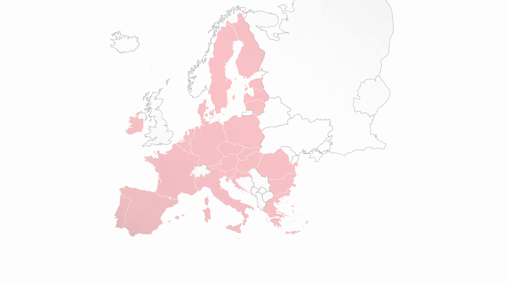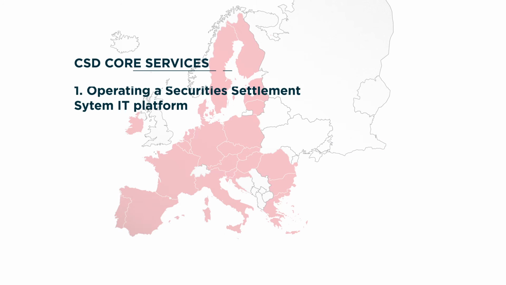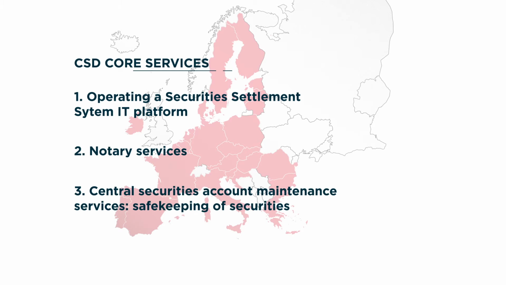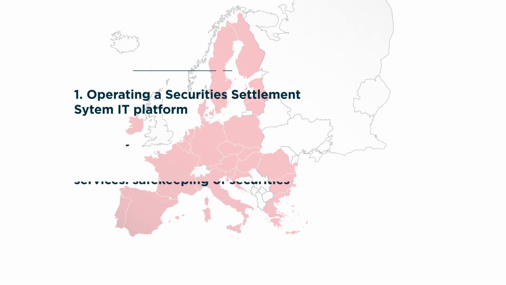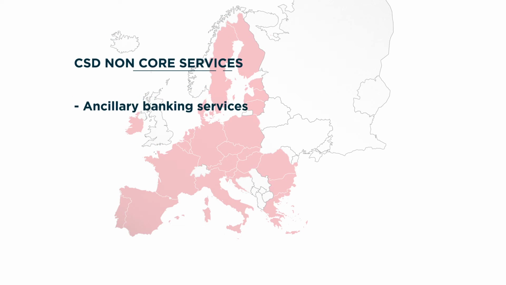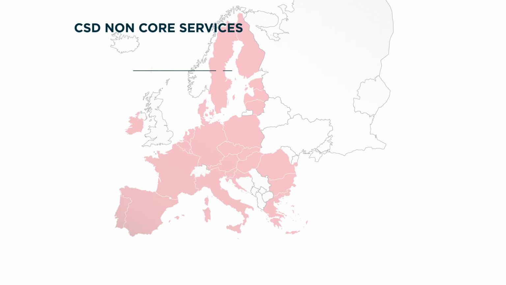In practice, most CSDs offer these three core services. On top of those, CSDs also offer non-core services. Some of them are also authorized to offer ancillary banking services, but we'll discuss this in a later video.